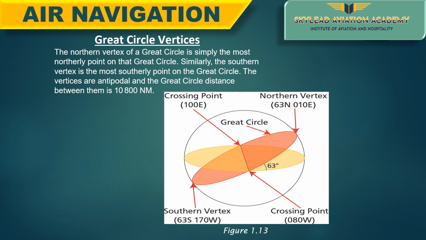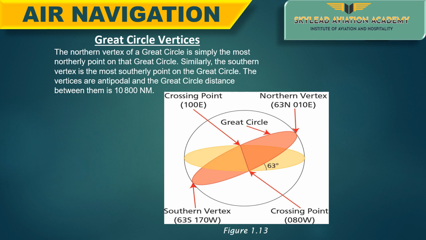A great circle will cross the equator at 2 points whose longitude is 90 degrees change of longitude from either of its vertices. Thus, the great circle in the example in figure 1.13 would cross the equator at 080 degrees west and 100 degrees east.